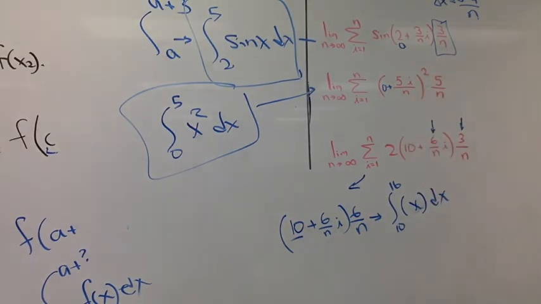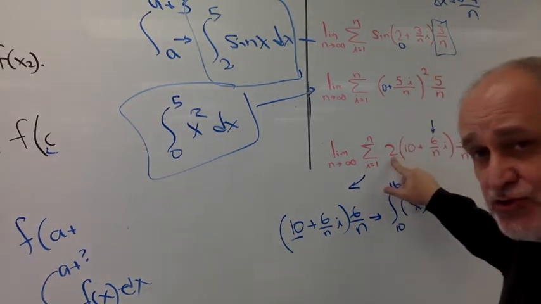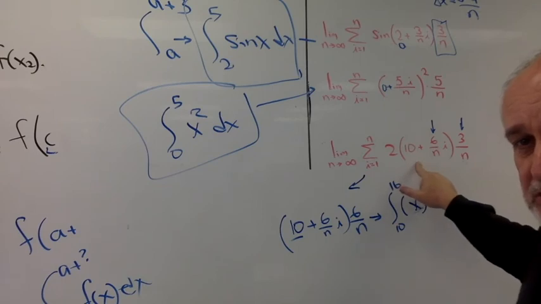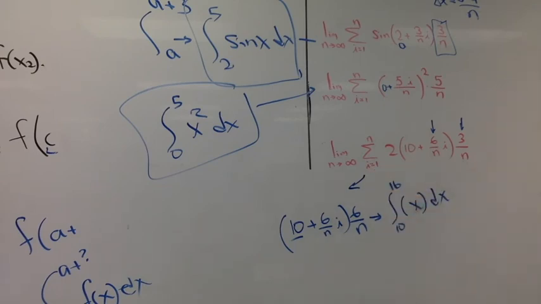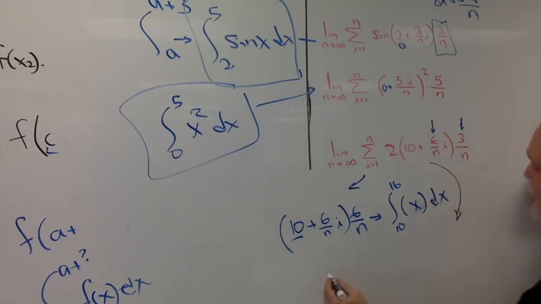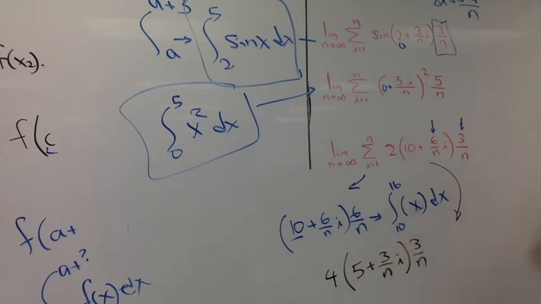But on the other hand, this is where it gets tricky, and I've got you for one more minute. Suppose instead of multiplying this 2 across to that 3, what if instead I factored a 2 out of that middle part? Instead, I could end up with this: 4 times 5 plus 3 over n i, times 3 over n. That would translate to the integral from 5 to 8, and the function that we're integrating is 4x dx.